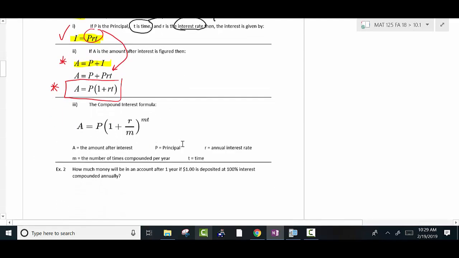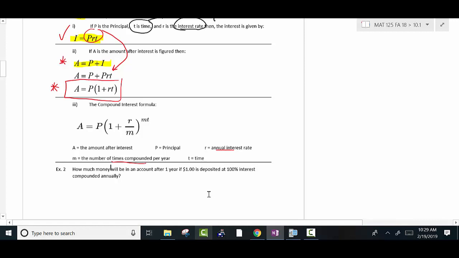Okay? All right, and then here's the compound interest formula, which is totally different. P is the principal. R is going to be the annual interest rate. M is the number of times that you do interest in a year. So if you do compound interest, you might do it every month, you might do it every day, you might do it once a year, twice a year, something like that. That's what that means, and then T is time. Okay?